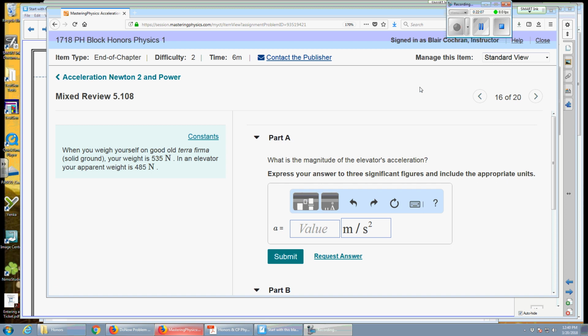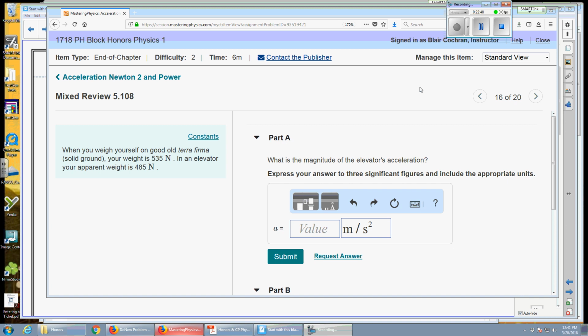All right, number 16. Remember, the Y for this one needs to be a force diagram, right? So you always square yourself on good old terra firma when your weight is this, an elevator apparent weight is, ooh, what measures apparent weight? Or what's the other word for apparent weight? Normal force, right? That was in the lecture. So what they're really saying is that on solid ground, your weight is this. In an elevator, your normal force is this.